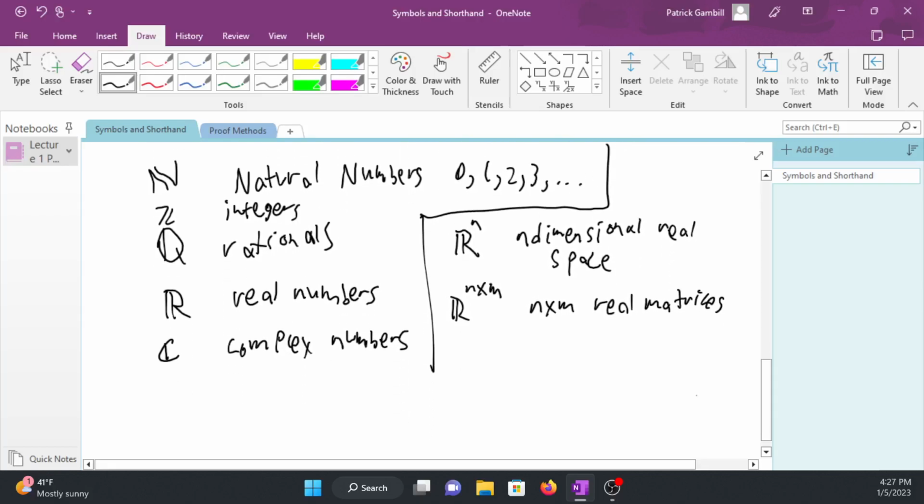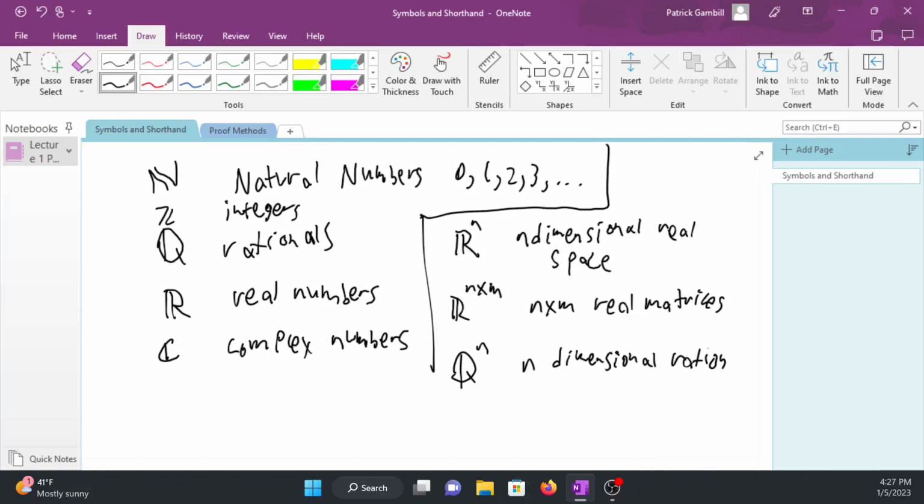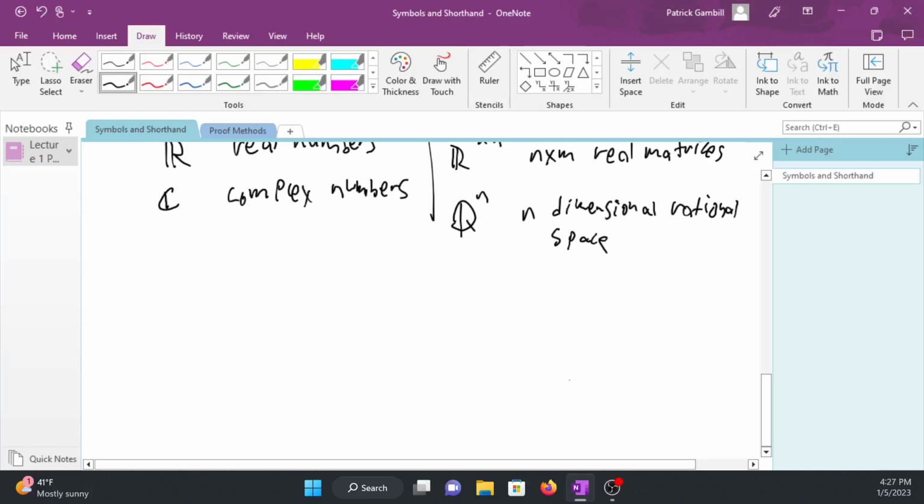And if you see something analogous for Q, you might say Q^n. This is just going to be n-dimensional rational space. So instead of having real numbers, you're going to have rational numbers in your vector. And you can do something similar for integers if you're using superscripts, although we'll be careful with that. You can do something similar with natural numbers if you want to, and we'll talk more about this with sets and Cartesian products.